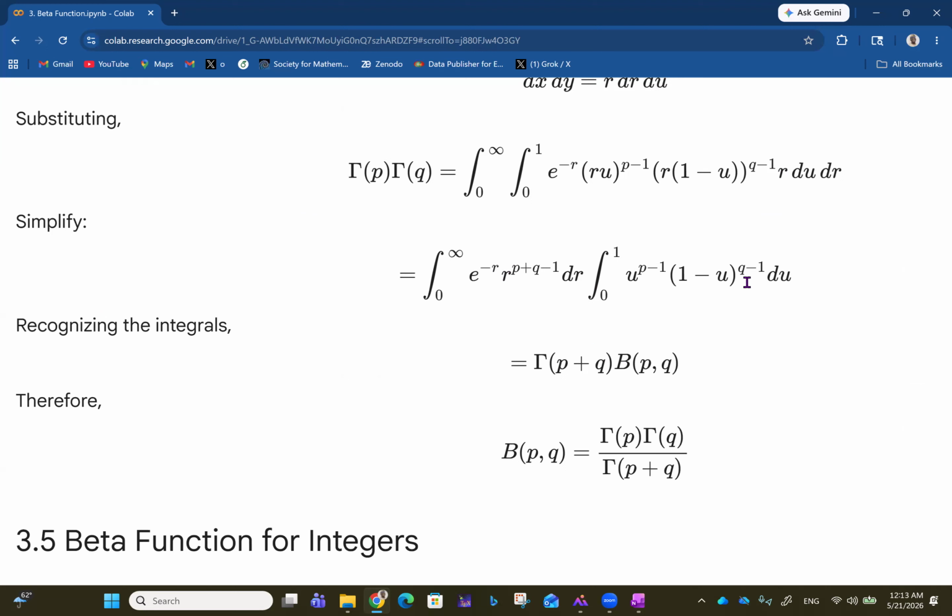And on the other hand, here you have the beta expression. Beta is from 0 to 1. So this is beta p q, which is u raised to the power p minus 1, 1 minus u raised to the power q minus 1 du.